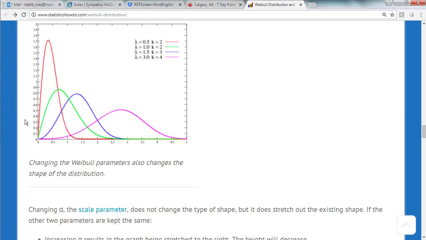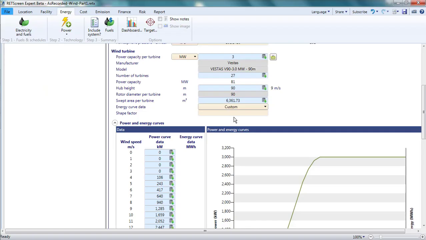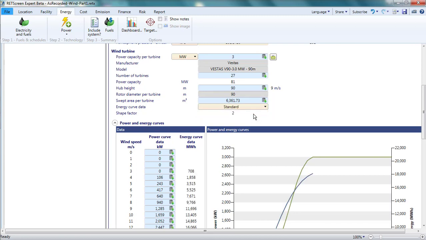At the pre-feasibility stage, you probably won't have the recorded data needed to determine the wind speed distribution at a proposed site. In that case, you can tell RETScreen to apply a typical distribution by selecting Standard in the Energy Curve data cell. This assigns the shape factor a value of 2. This is what has been used by the Virtual Energy Analyzer.